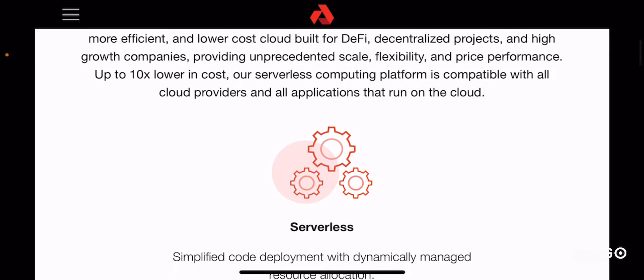Up to 10x lower in cost. Our serverless computing platform is compatible with all cloud providers and all applications that run on the cloud. Again, there's a lot of specifications when it comes to D-Cloud services. Akash obviously offers some of the most low-cost services with serverless computing on their platform, which is basically compatible with several cloud providers as well as applications that run on the cloud as well, right? So those are some of the main reasons why you would choose Akash.